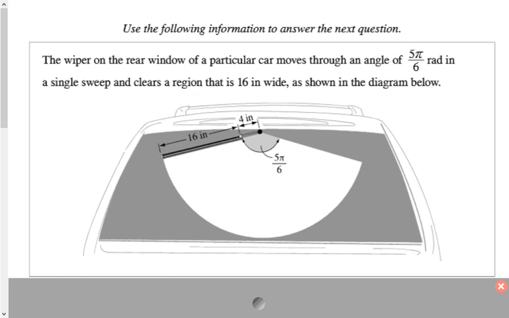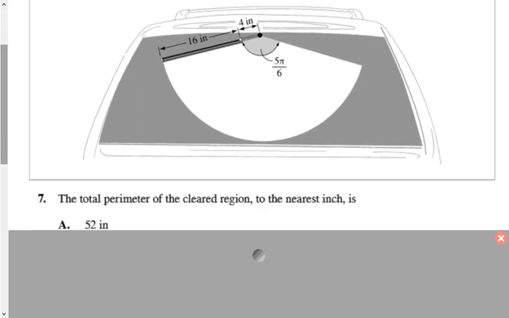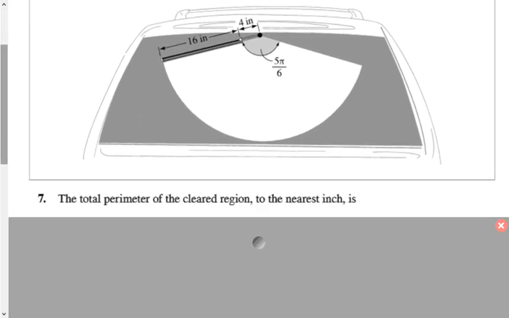So unfortunately we can't see the whole thing all at once, but we have this wiper on the rear of a window on a car. We know the angle is 5 pi by 6, so we see that here. In a single sweep, it clears that region that's 16 inches wide, where you see that wiper blade. So there's that information. What we want to do is figure out the perimeter of the cleared region to the nearest inch.